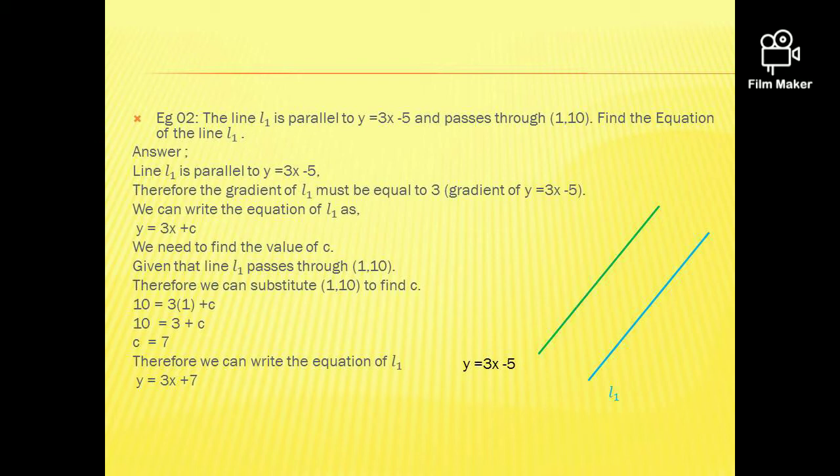They have given another piece of information that the line passes through (1, 10). That means when the x coordinate is 1 in the equation y equals 3x plus c, the y coordinate must be 10. Therefore, I will substitute (1, 10) in the equation y equals 3x plus c to find the value for c. If you substitute, you get 10 equals 3 times 1 plus c, that is c equals 7. Therefore, simply you can write the equation of line L1 as y equals 3x plus 7.